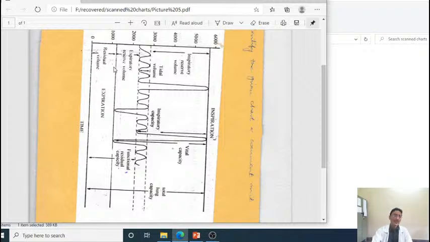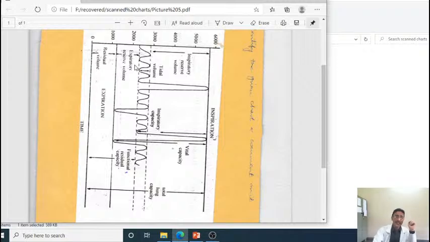Now remember 2-3 things here. First, 4 lung volumes are there, and 4 lung capacities are there. If you understand the lung volumes, you can understand the capacities very easily. I will just briefly explain the 4 volumes present here. The 4 volumes are the tidal volume, the inspiratory reserve volume, the expiratory reserve volume, and the residual volume.